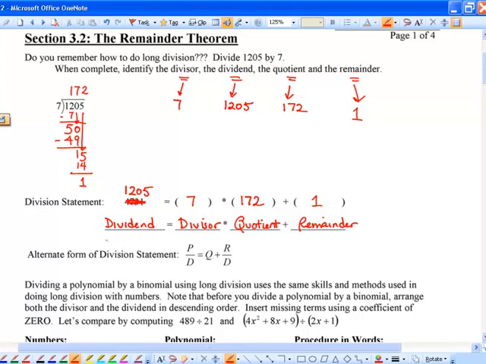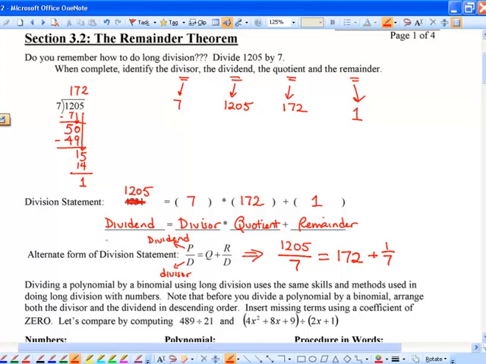Okay? There's an alternate form of the division statement, in a fractional form. P actually stands for the dividend. D is the divisor. And I think you know what R and Q are then. So if you use this format, we'll take our dividend, 1205, divided by 7. It's kind of like an improper fraction here. And we know that this equals 172 whole things, and then you've got a remainder of 1/7. So it's kind of like just taking an improper fraction and writing it as a mixed fraction. That's the alternate form of the division statement.